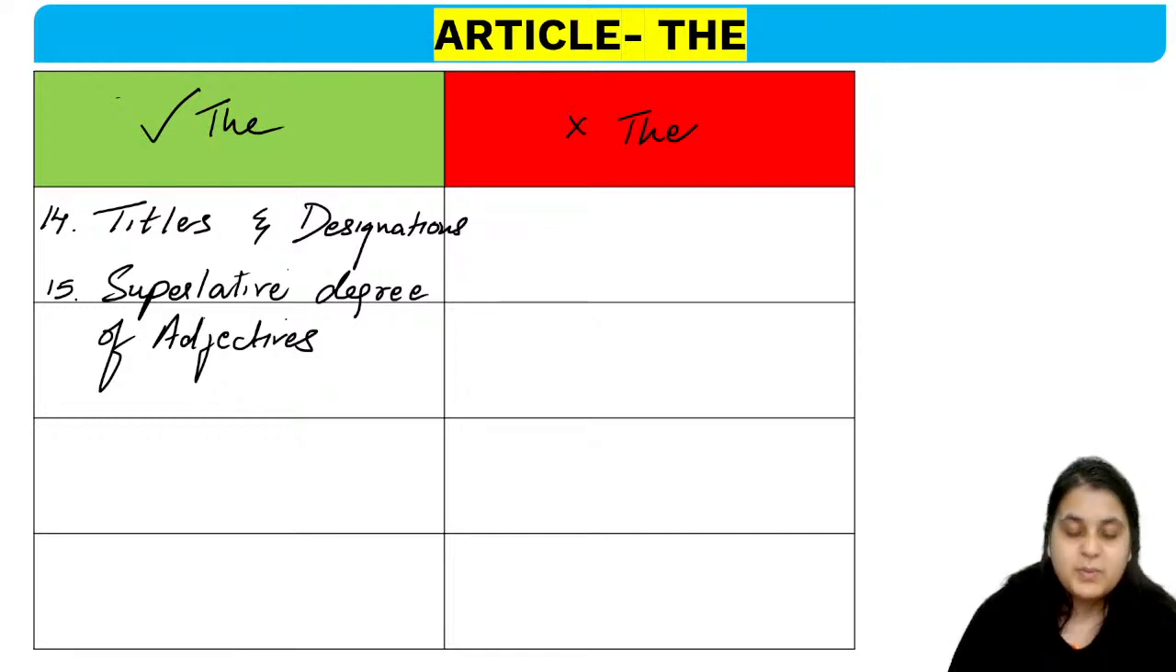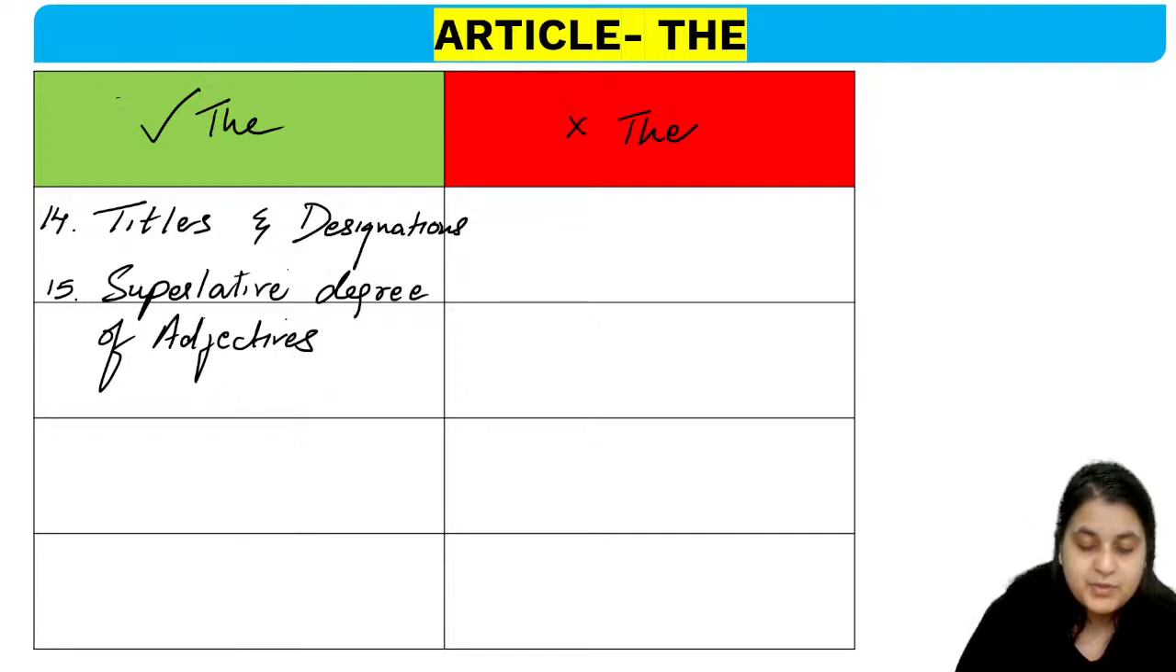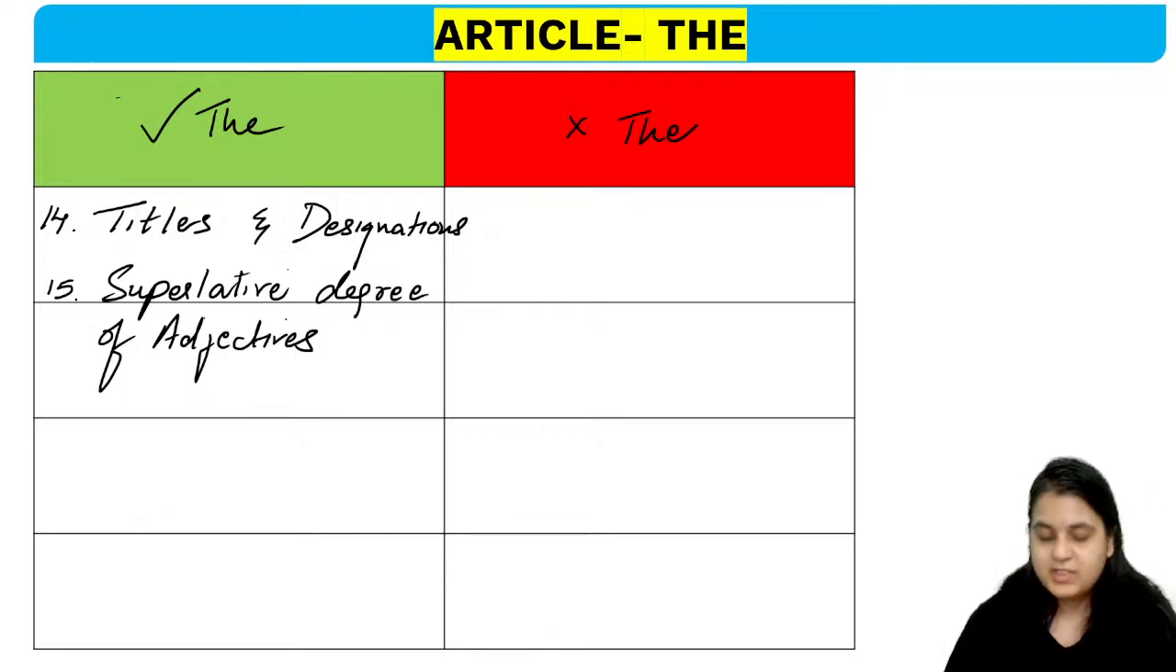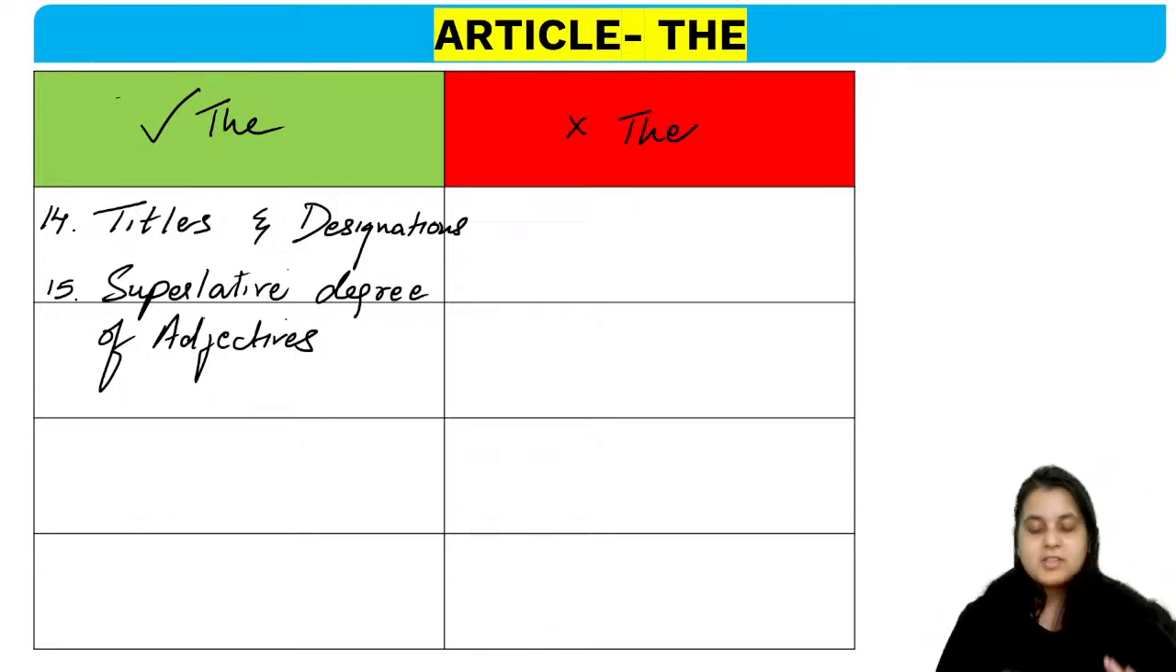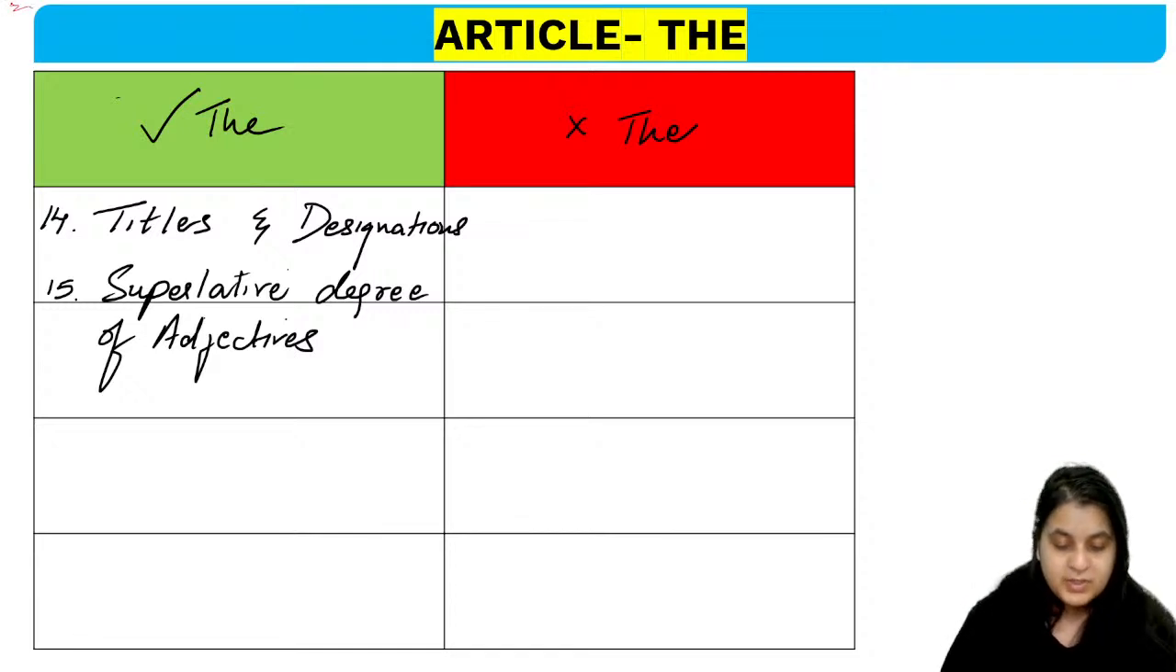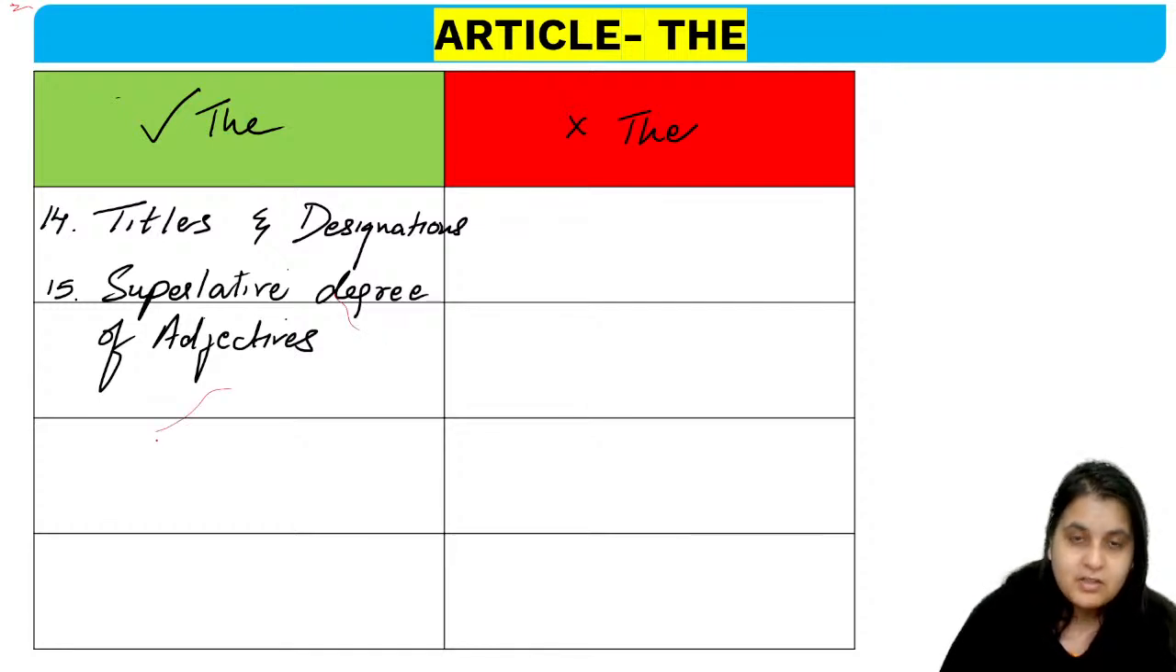Okay, so yes, we were talking about how we use the before superlative degree of adjectives. For example, he is the tallest boy in the class. He is the shortest boy in the class. So we use it before superlative degree of adjectives. Okay, next. कौन सा वाला?